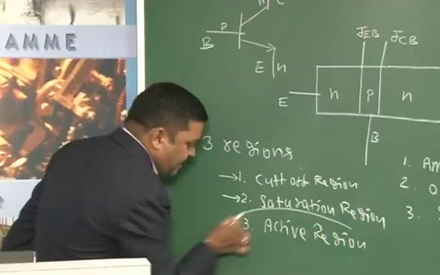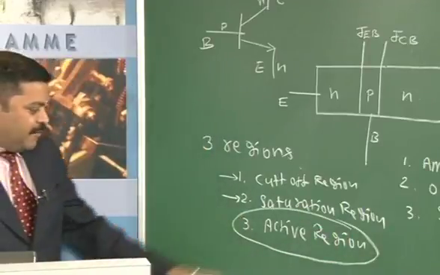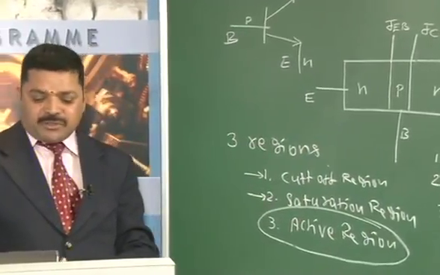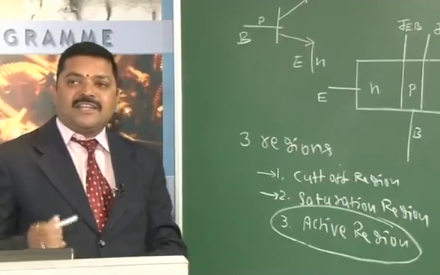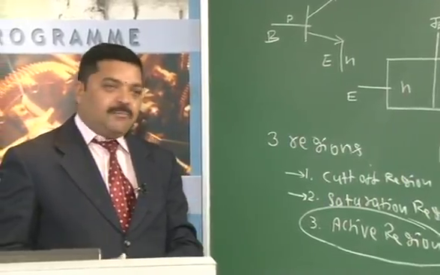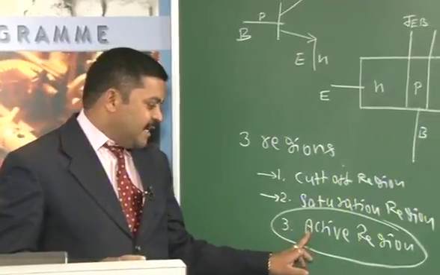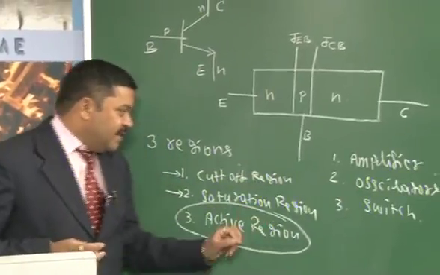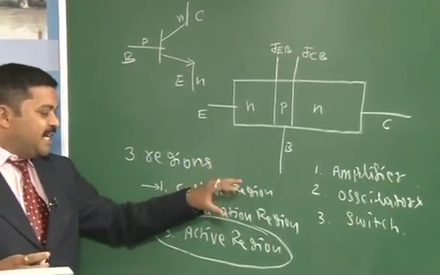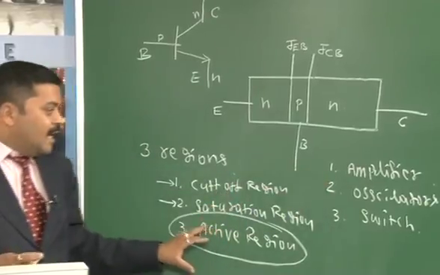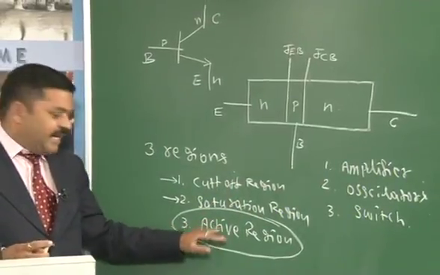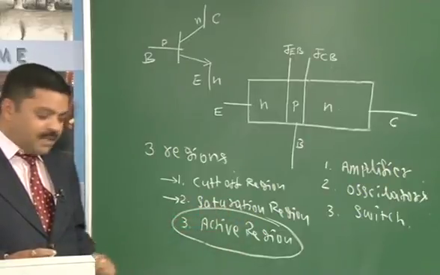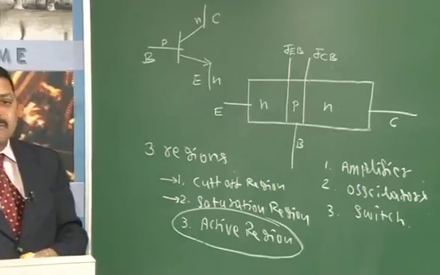We will be using this active region of a BJT in biasing, because most of the applications of BJT lie in amplifiers. Therefore, while biasing the device, we will be concentrating on the active region of operation. Even if we take the oscillator example, in the oscillator also we will be using the BJT as an amplifier. Therefore, the amplifier application plays a very important role. Taking that into consideration, we will be considering the biasing. So, this is one of the important prerequisites for biasing.